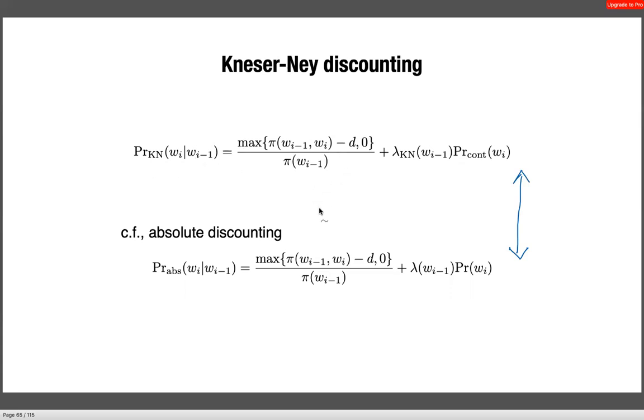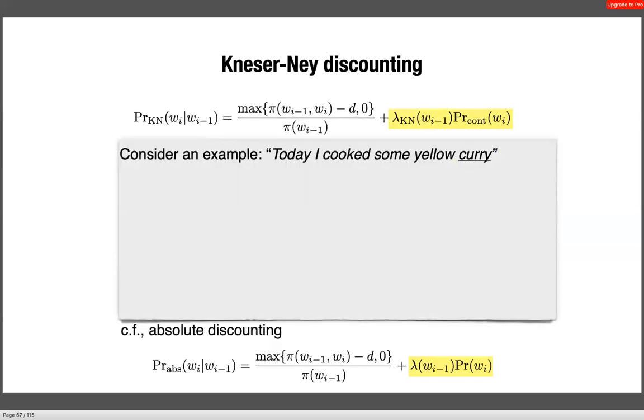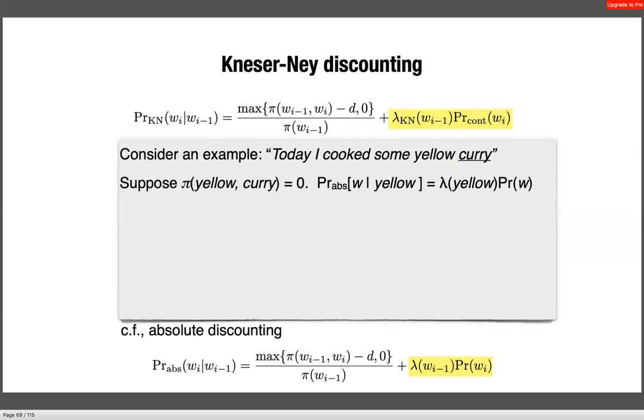You'll see that the first term is identical, where you have absolute discounting, but the second term is where the main difference lies. Instead of just the unigram probabilities, I'm defining this new probability, which is referred to as a continuation probability. Let me now elaborate on what that means. Consider the following example: today I cooked some yellow curry. The word of interest is curry. And now suppose the count of the bigram yellow curry in my corpus is 0.